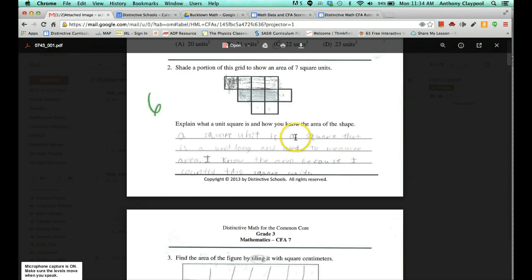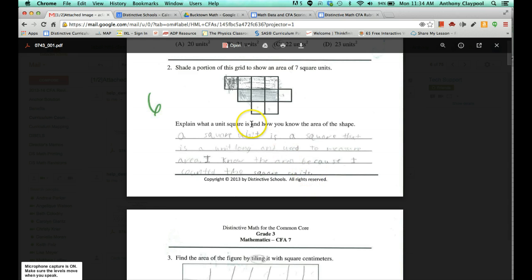And basically the way that this teacher scored this was they looked at their answer. Okay, this is 7 square units. Explain what a unit square is. A unit square, or a square unit, is a square that is a unit long and is used to measure area. Okay, so that's the first part of the question. And how do you know? I know the area because I counted the square units.